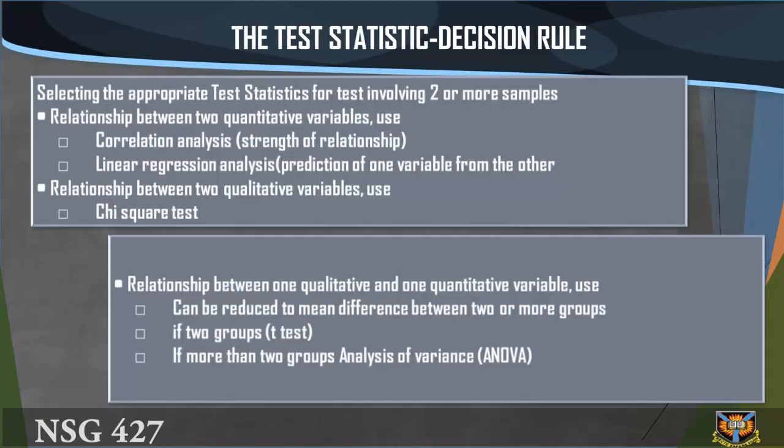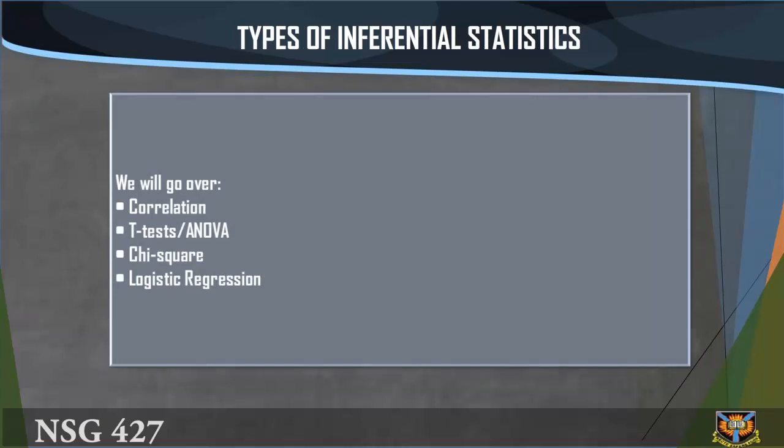Selecting the appropriate test statistics for tests involving two or more samples. Relationship between two quantitative variables: use 1. Correlation analysis, that is the strength of relationship, 2. Linear regression analysis, that is the prediction of one variable from the other. Relationship between qualitative variables: use 3. Chi-square. If more than two groups, analysis of variance, ANOVA. The types of inferential statistics we'll go over: correlation, t-test or ANOVA, chi-square, logistic regression.